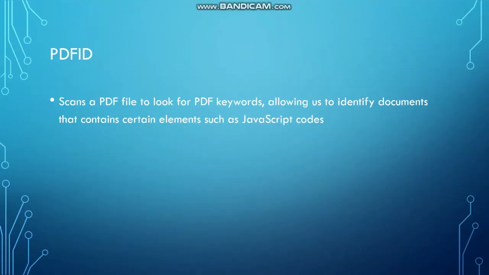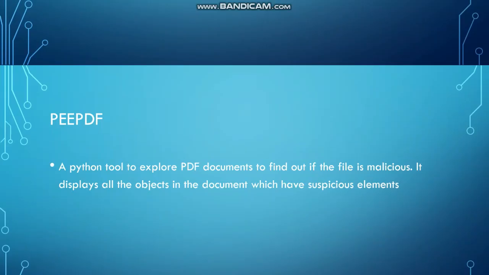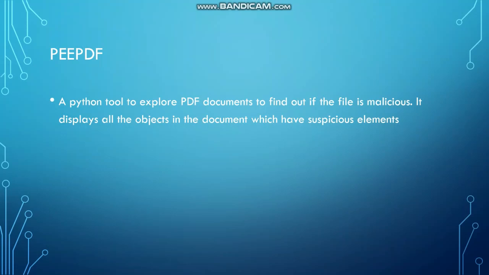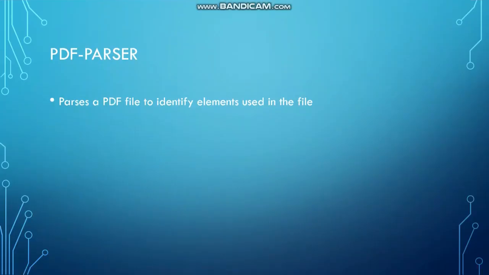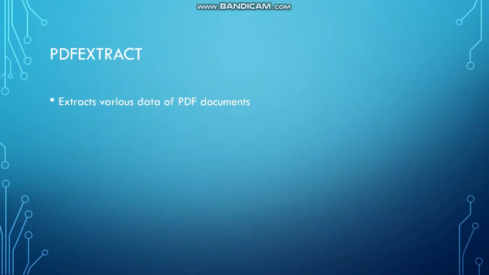The first tool we'll be using is PDF ID, and it helps us to scan a PDF file to look for PDF keywords, allowing us to identify documents that contain certain elements such as JavaScript codes. We will also be using pipdf, which is a Python tool to explore PDF documents to find out if a file is malicious. It displays all the objects in the document which have suspicious elements. PDF parser will also be used to parse a PDF file to identify elements used in the file.